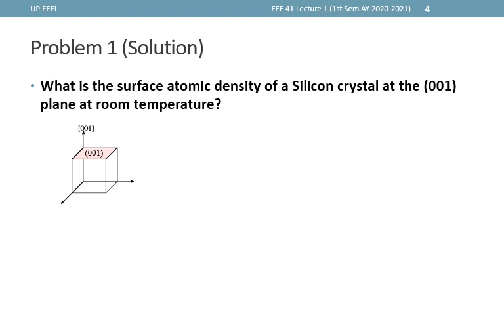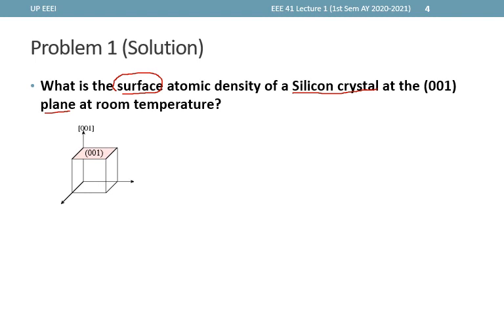Here, we discuss the solution, but before we proceed, we highlight first the important details in the question. So we are being asked about the surface atomic density of a silicon crystal. That's why we are given this specific plane, the 001 plane, and we are also given this figure to help us identify what is being referred to as the 001 plane. And so next, we are also given that it is for a silicon crystal which follows a diamond lattice structure.